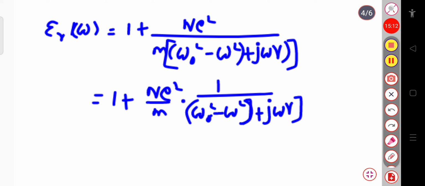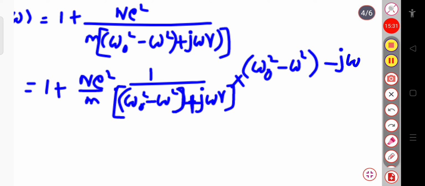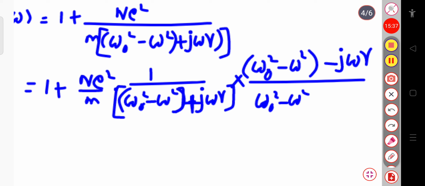For this expression, in the denominator and numerator I have to multiply omega naught square minus omega square. The conjugate will be, since this one is plus, minus j omega gamma. And the same term I have to divide, that will be omega naught square minus omega square minus j omega gamma, this whole bracket.